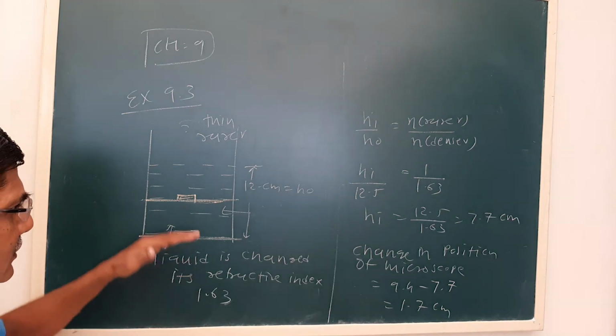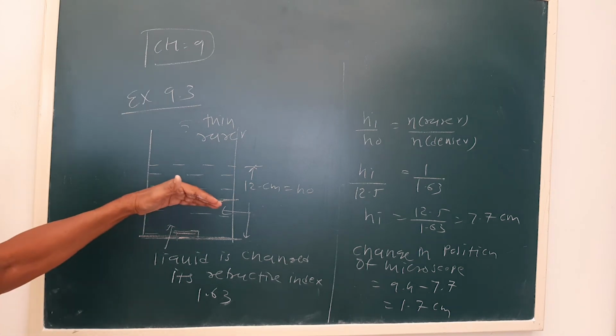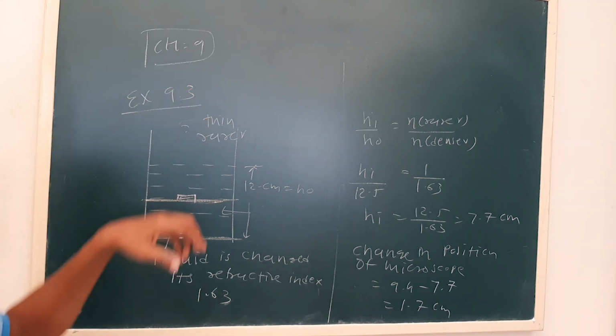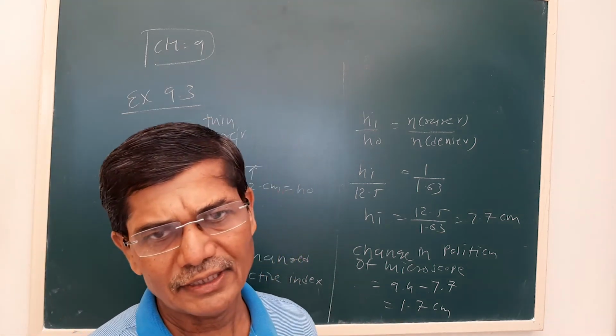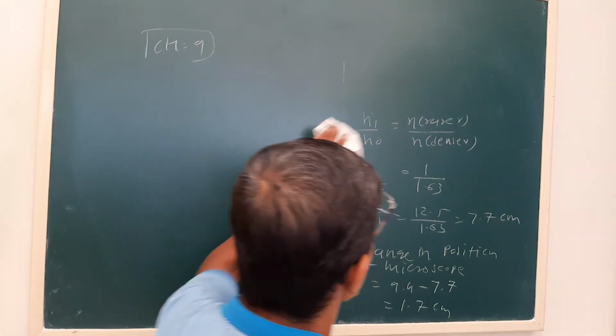When the liquid is changed, the height of the image or height of observer also will change. So what will be the change that we can consider like this? So this is about exercise sum number 9.3. Now next we have to see exercise sum number 9.4.